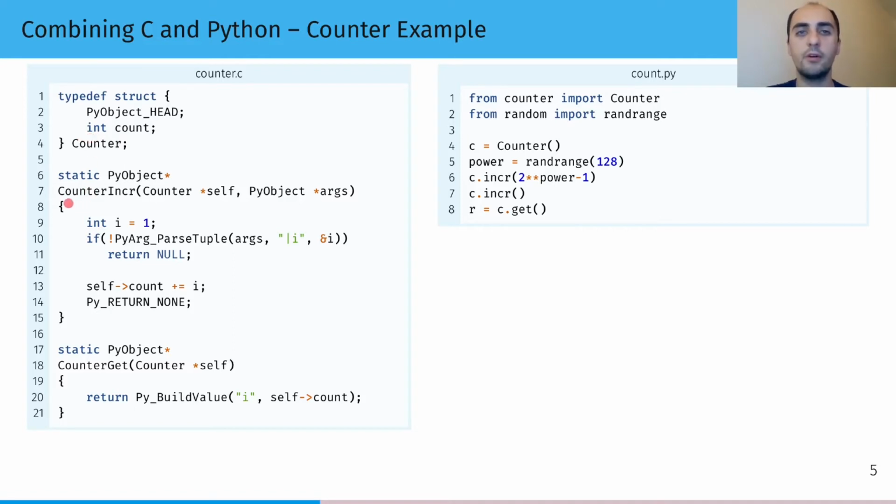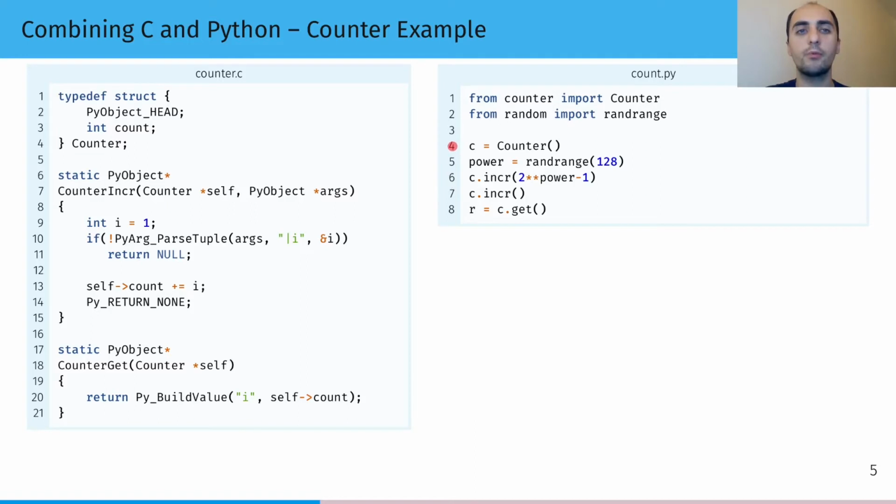We define two methods over this counter object, something to increment the counter. So by default, we'll increment by i, which has value 1, but this value can be overridden if passed as an optional argument to the method. We also have a getter, which takes the C integer value here and transforms it into a Python integer using this built-in API function. And here is a sample client code for the counter library.